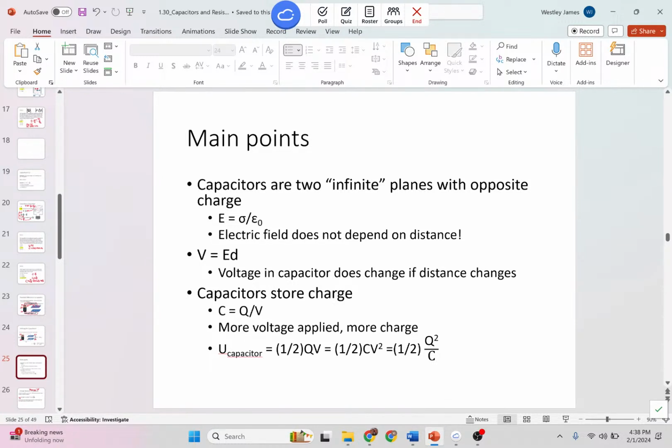The voltage does depend upon distance. If you make them twice as far, we asked a question about that. And as distance goes up, the voltage goes up because the electric field doesn't change.